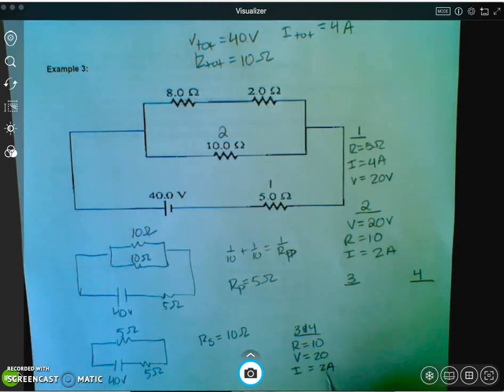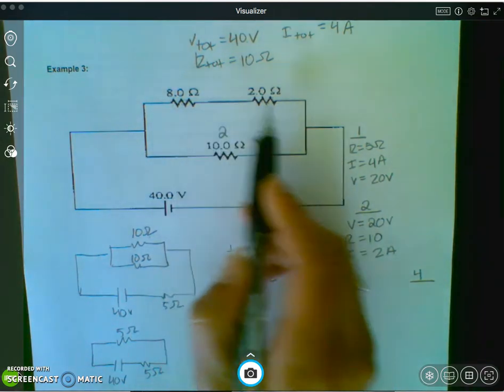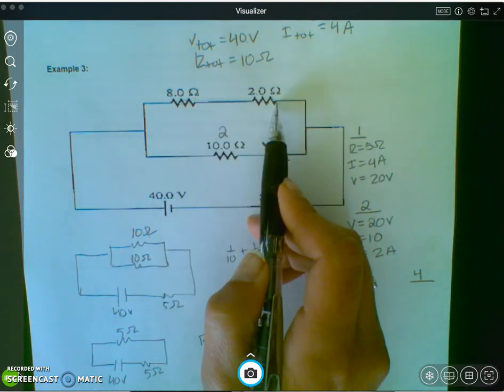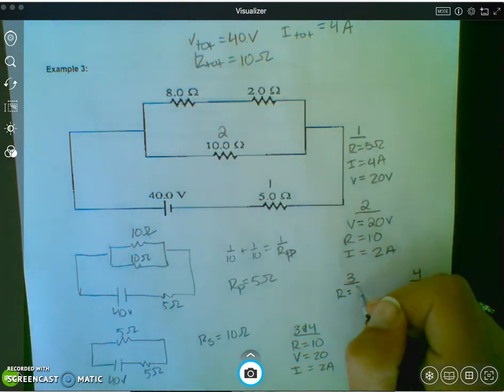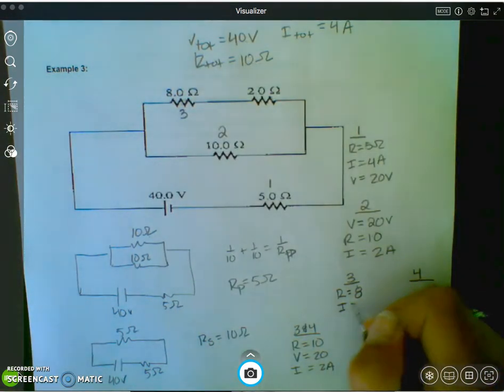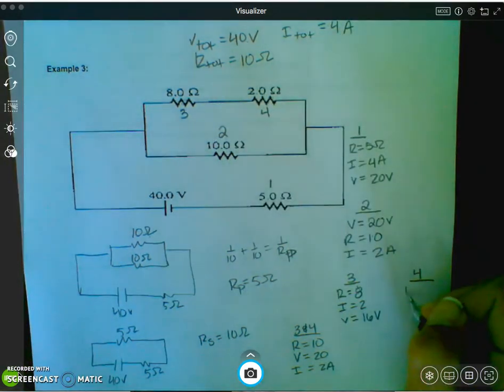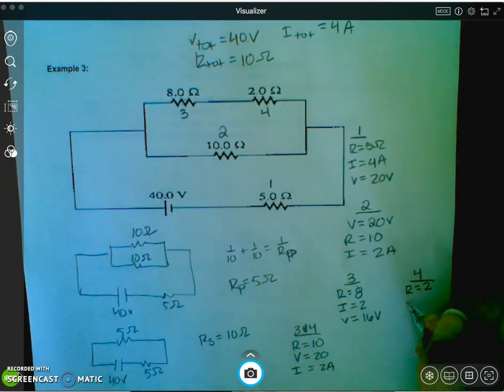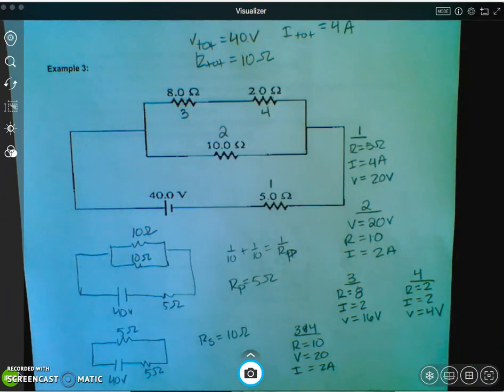Okay, now there's 2 amps across here, and there's 2 amps across here because the current is the same across series resistors. So we know that the resistance for 3, we'll call this one 3, is 8. We know the current is 2, and the voltage then has to be 16 volts. For 4, we know the resistance is 2. We know the current has to be 2, and so the voltage is 4 volts.